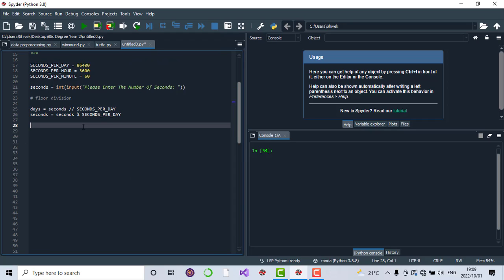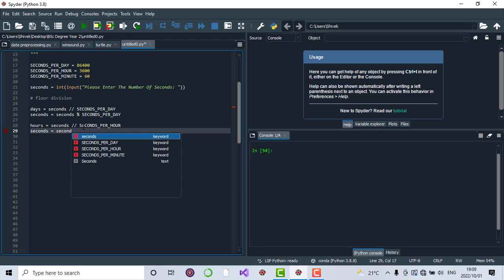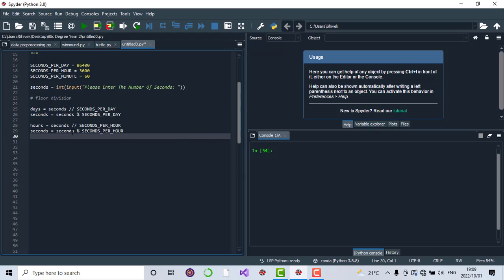So now let's proceed to calculate hours is equals to seconds floor divide seconds per hour, and the same process again. Seconds is equals to seconds mod seconds per hour. Take a look at this now. It will make much more sense once we complete the program. You're going to understand the logic.